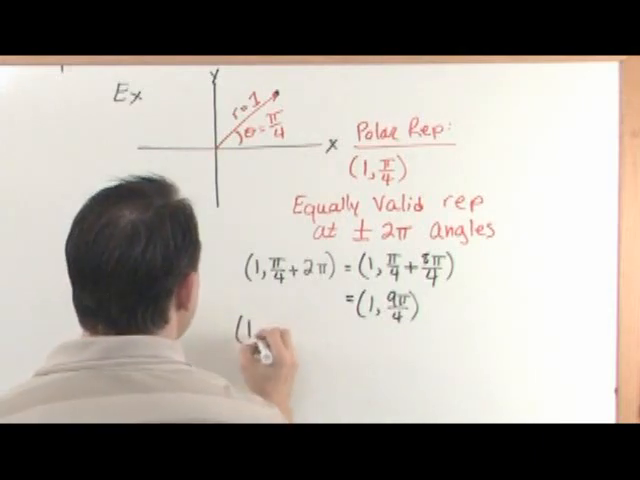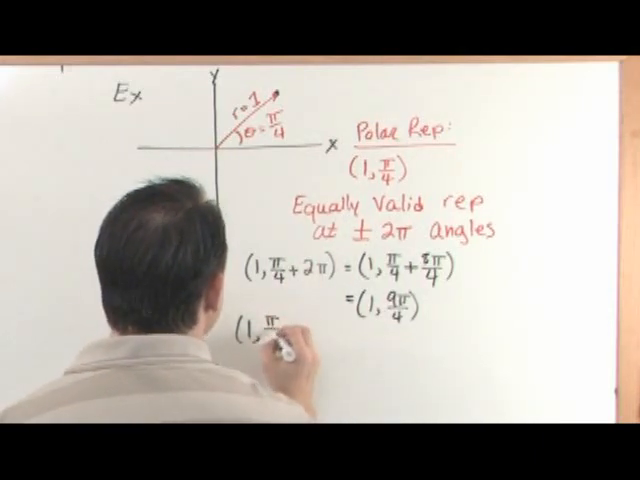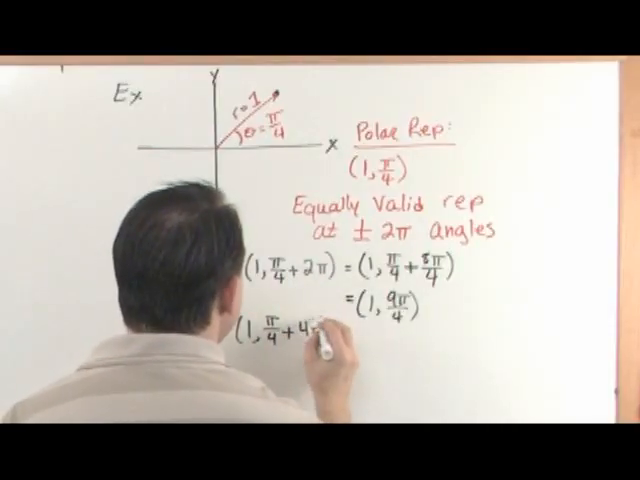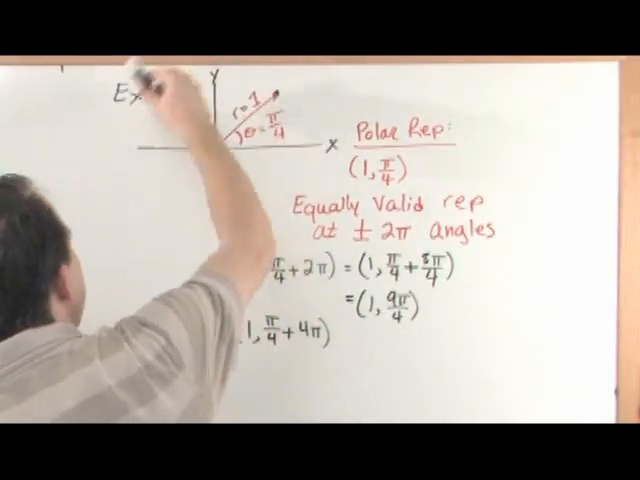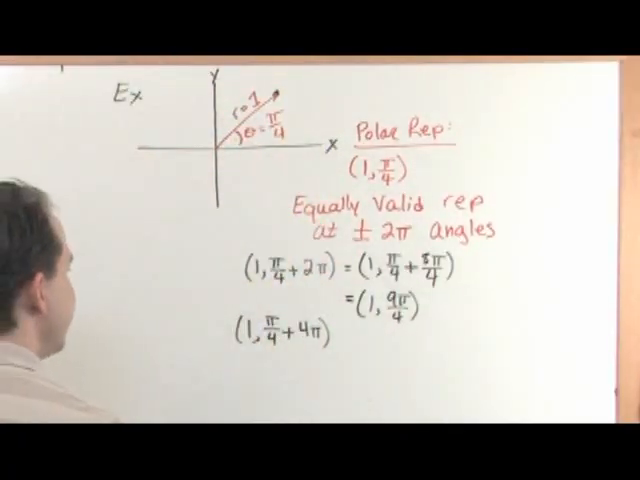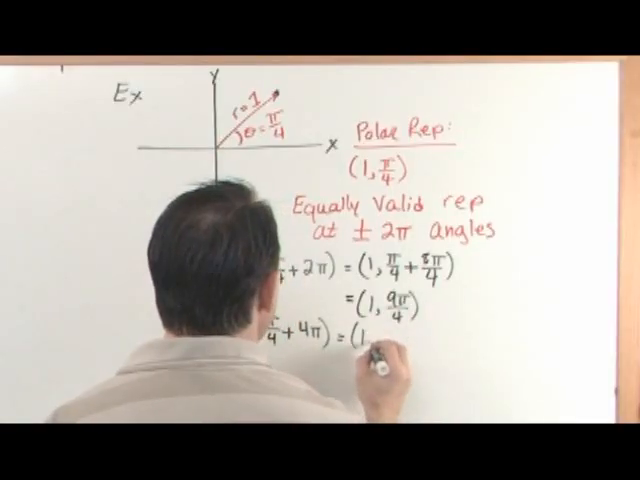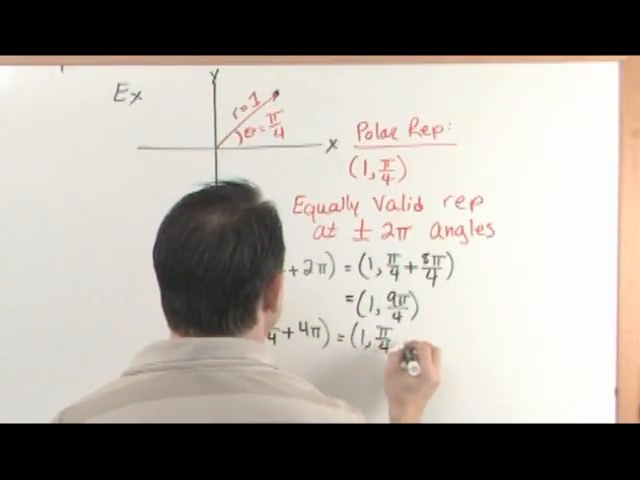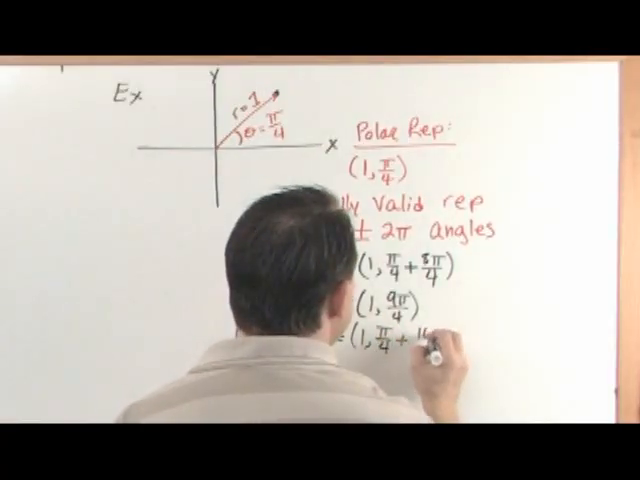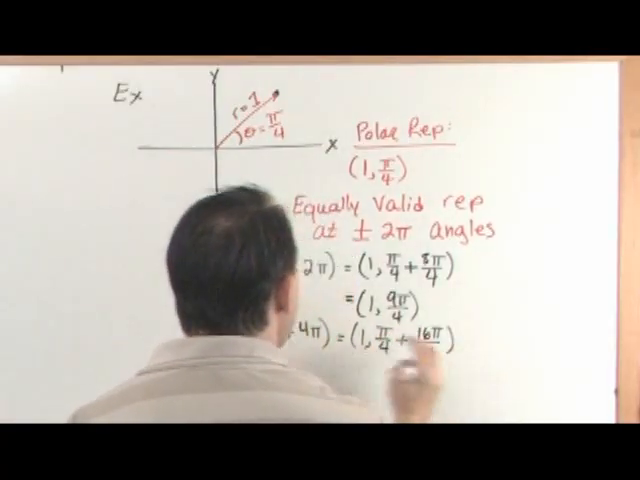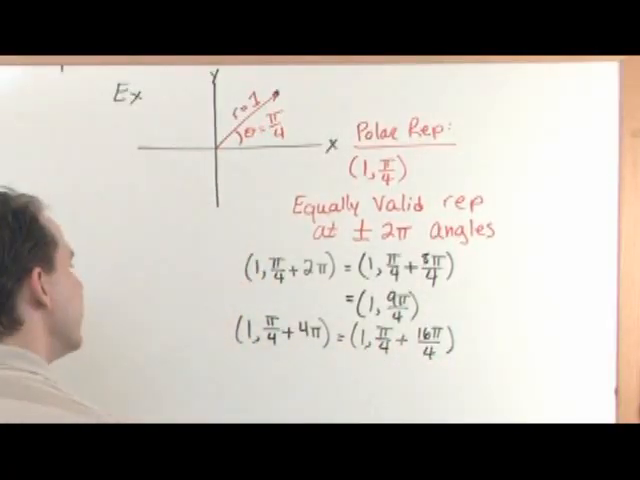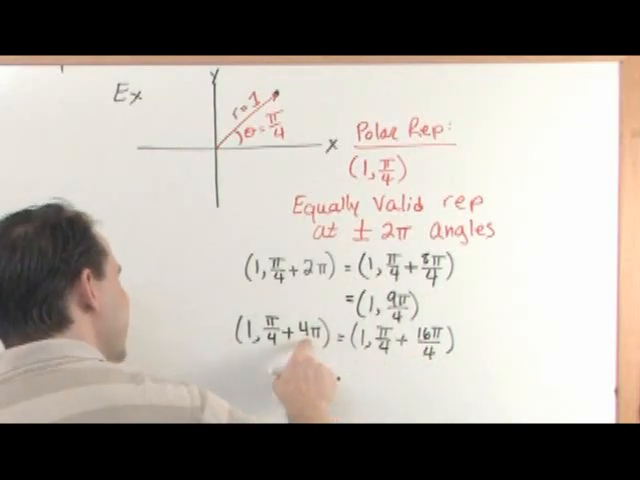I can take this initial point, pi over 4, and instead of adding 2 pi, I can also add 4 pi to it. Because think about it, 2 pi goes around once, and then another 2 pi goes around again. So it would be 1 comma pi over 4, and I'm going to add 4 pi, which is 16 pi divided by 4. I'm writing 4 pi as 16 pi over 4 because I want a common denominator. When you do this division, it is equal to 4 pi.